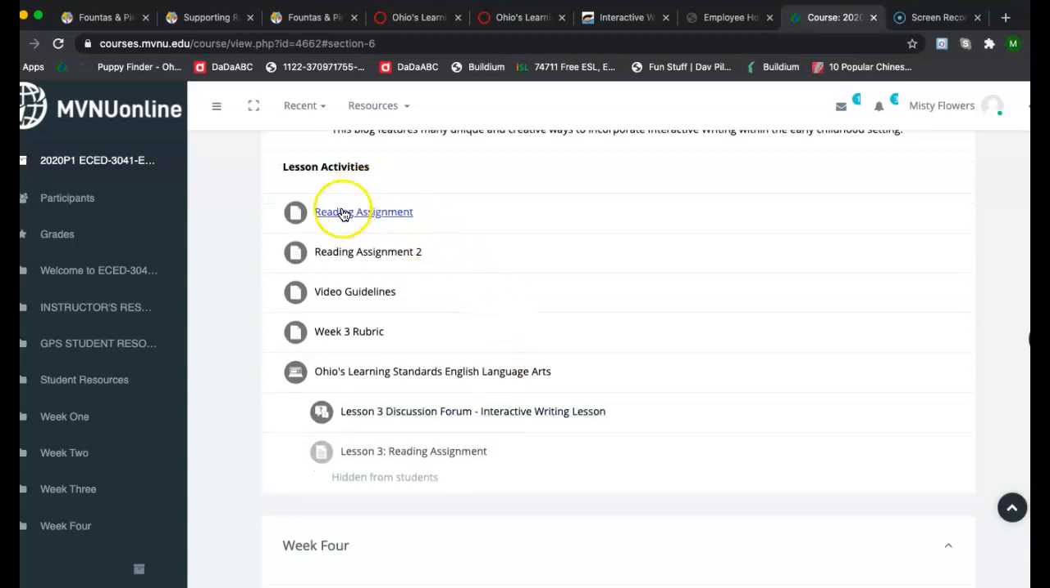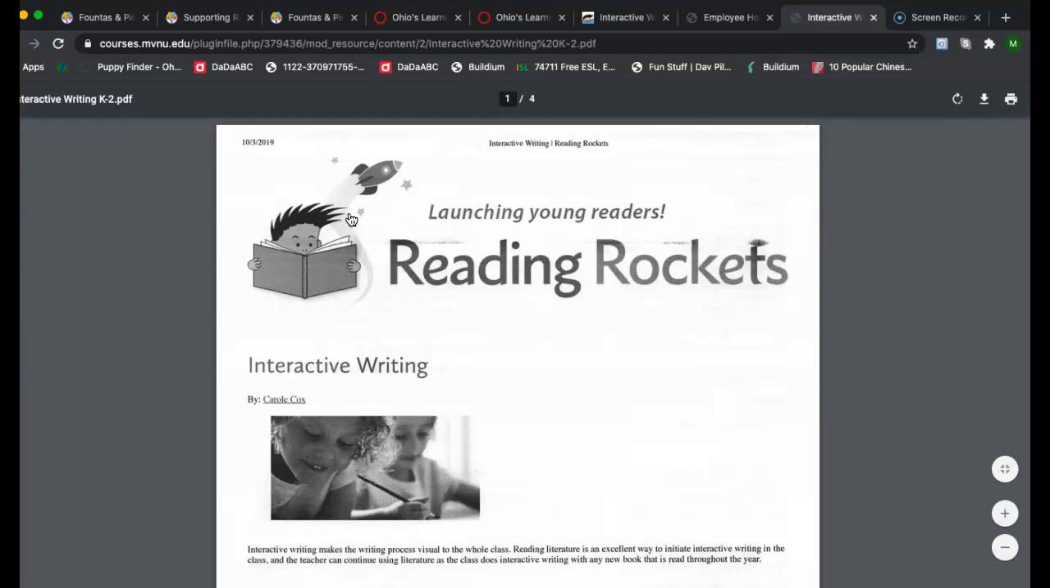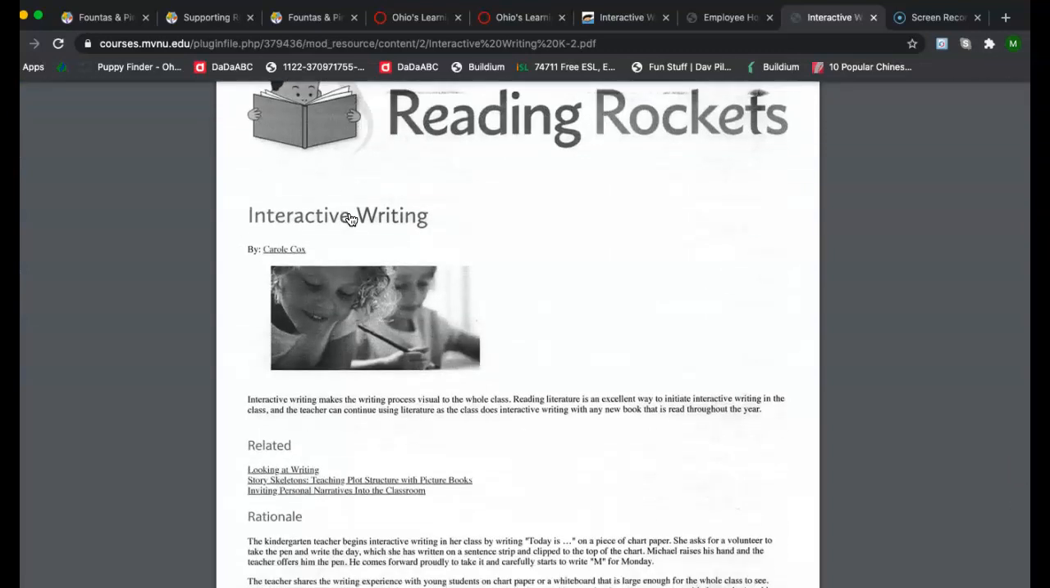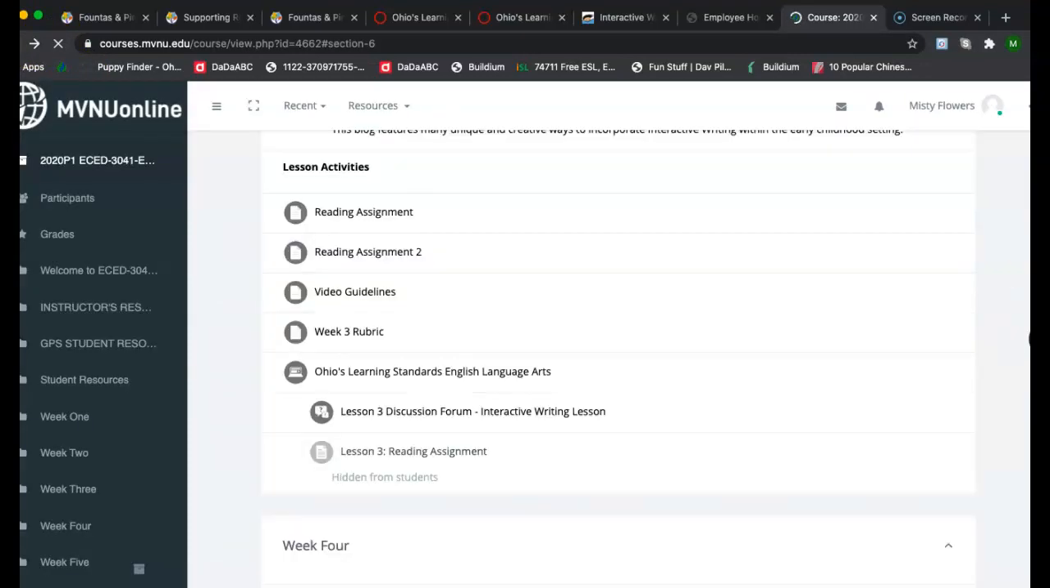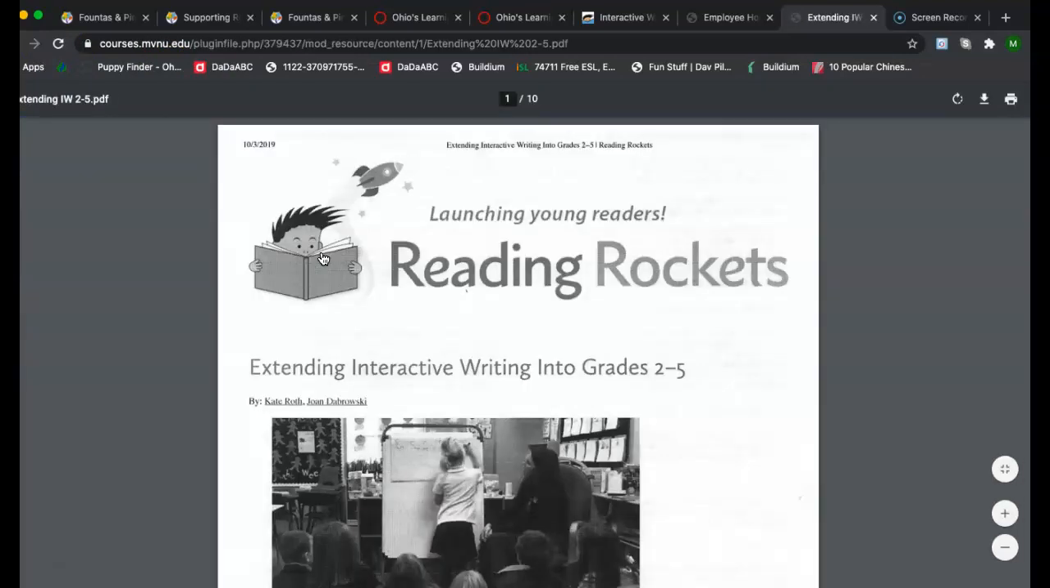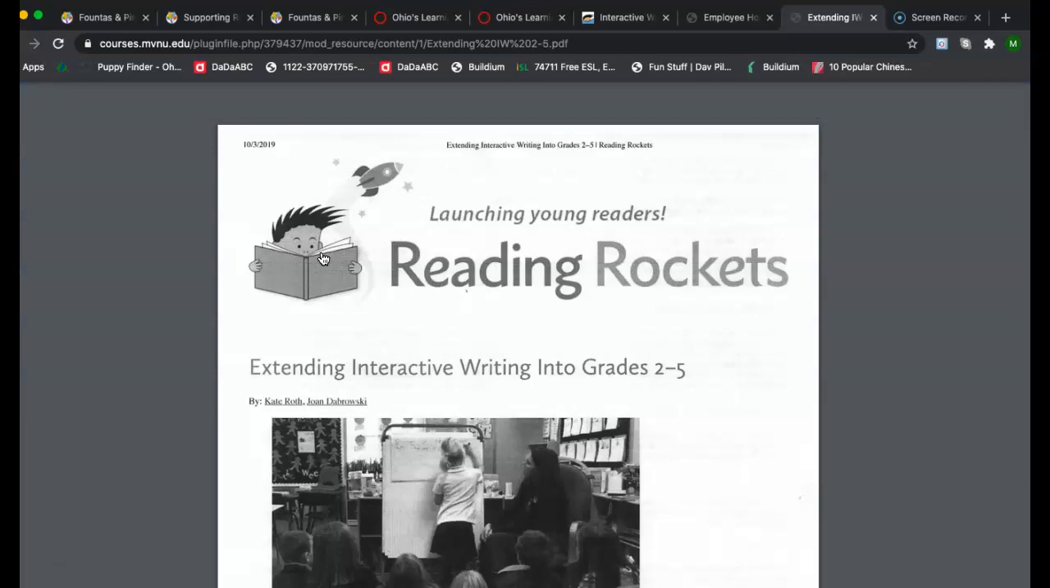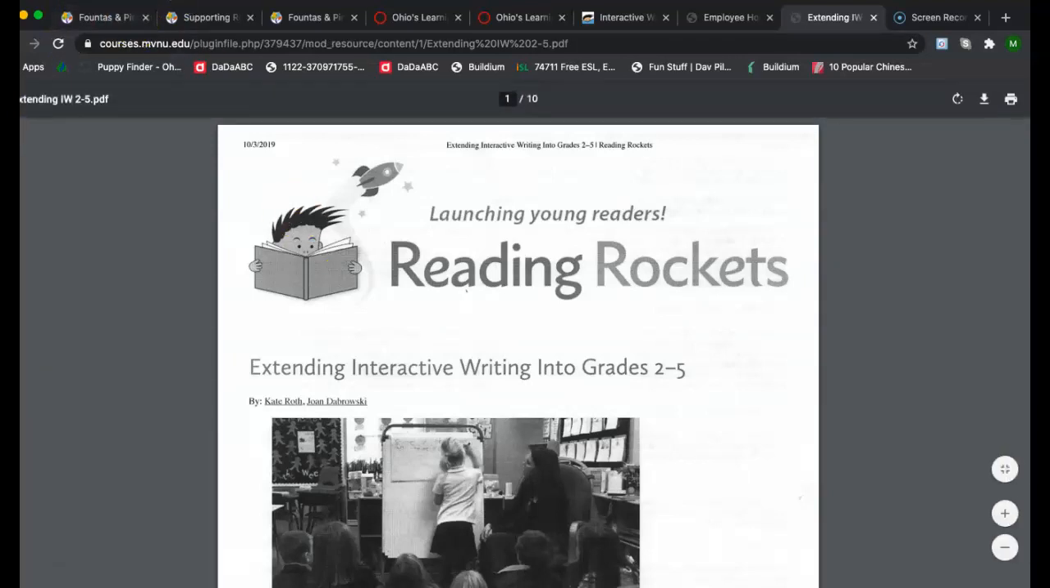There are a couple additional reading assignments this week. This is from Reading Rockets, and it's about interactive writing. Reading assignment 2. Extending interactive writing into grades 2 through 5, which is also from Reading Rockets.